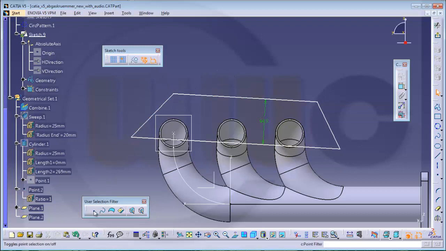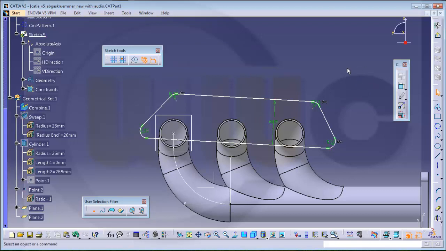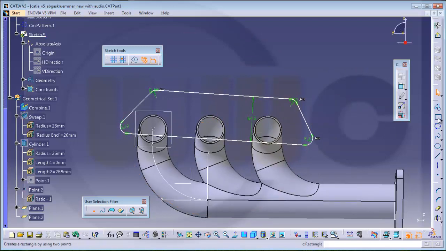you can use the user selection filter to get those 4 points, and you don't want to have this one, so deselect it. And again I need fillets with radius 10. Okay. Yeah, don't forget to deactivate the user selection filter.